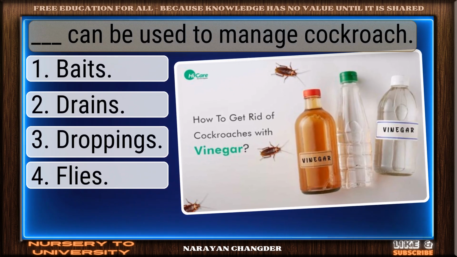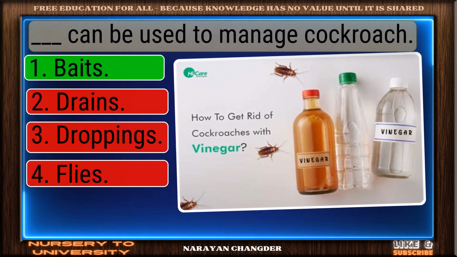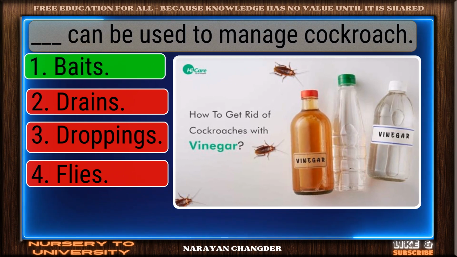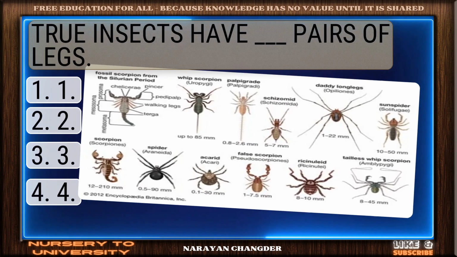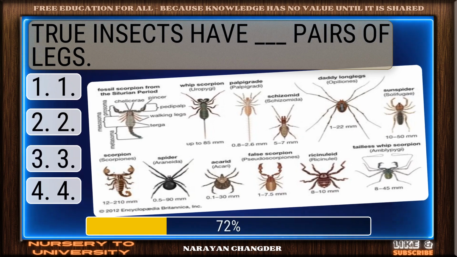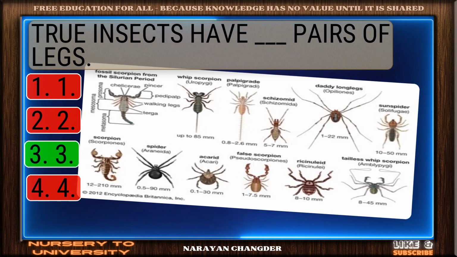Dash can be used to manage cockroach. Good job. Your answer, baits, works well here. True insects have dash pairs of legs. Nice selection. 3 is the correct and valid answer.